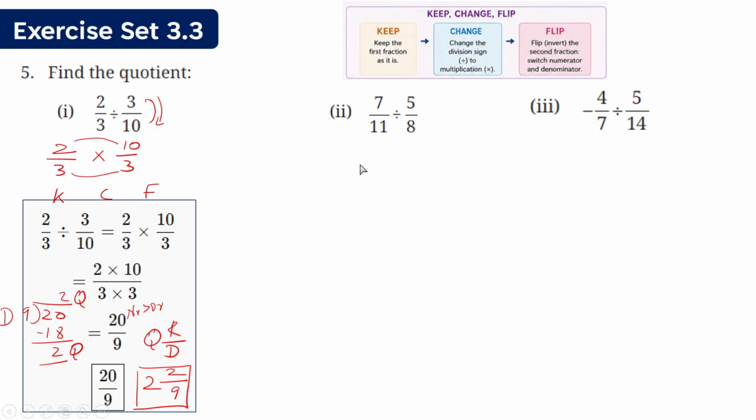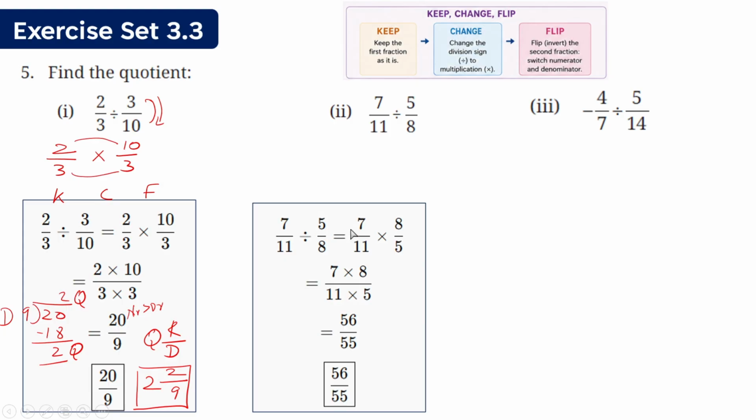The next question. Keep the first fraction, change the division symbol to multiplication symbol and flip the second fraction, which is the reciprocal of the fraction. 5/8 is written as 8 over 5. So multiply the numerators together. 7 times 8, 56. 11 times 5, 55. This can't be reduced because there's no other common factor and these are also co-prime. 56 and 55 are co-primes because there's no other common factor other than 1.